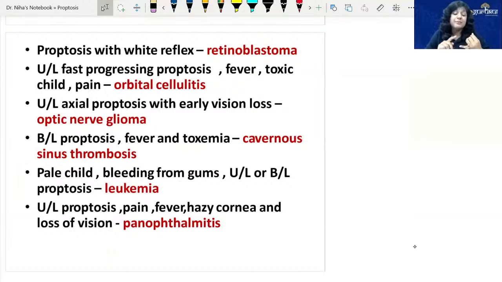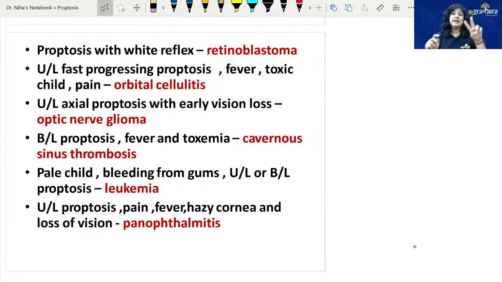So the first is, if I'm having proptosis with leukocoria, that is a whitish reflex, think about retinoblastoma. If I'm having unilateral fast progressing proptosis with fever, if the child is toxic, there is pain, that means unilateral proptosis that is painful and acute in a child, think about orbital cellulitis. If I'm thinking about unilateral axial proptosis with vision loss also, then you have to think about the optic nerve glioma that I was talking about.